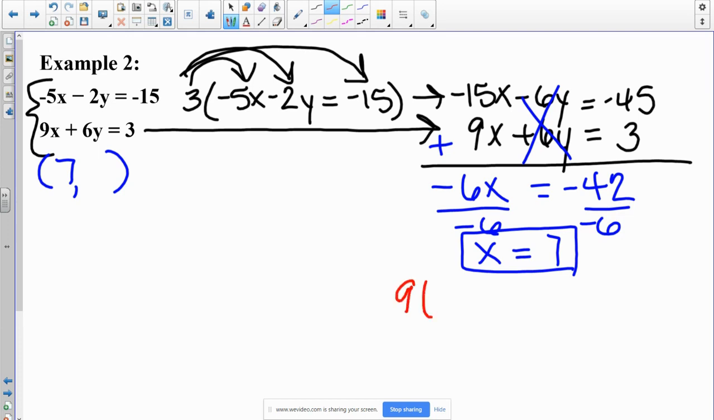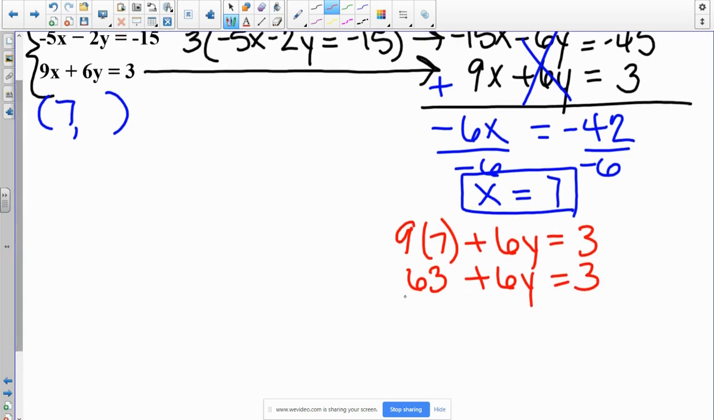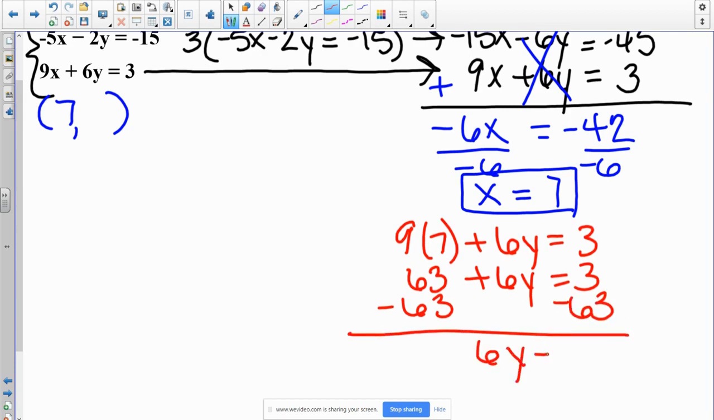So 9 times, instead of x, I'm going to put 7, since that's what I just mathematically found. I'm going to add the 6y, and it equals 3. So 9 times 7 is 63, add 6y equals 3. Subtract 63 from both sides. I get 6y is equal to, that is a negative 60. Because 3 plus a negative 63 would be negative 60. Divide by 6, and y equals a negative 10.